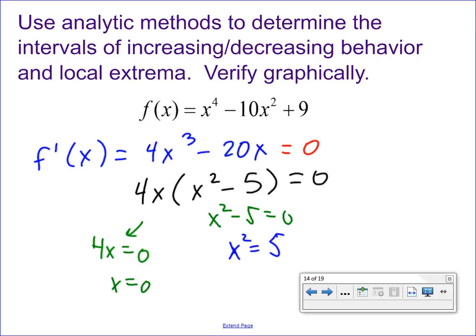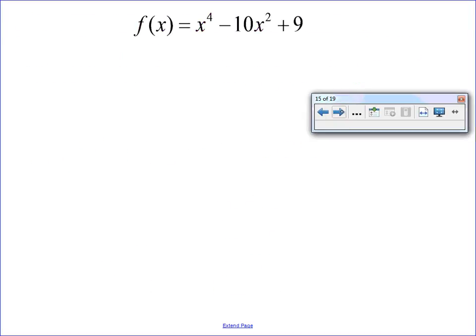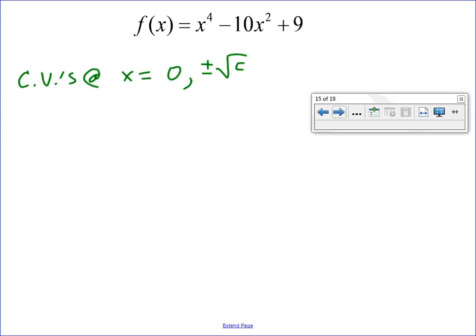And does that ever happen? Yeah, at x equals plus or minus root 5. Yes? So we've got how many critical values? Yikes, we've got 3 critical values. So we've got critical values at x equals 0 and plus or minus root 5.